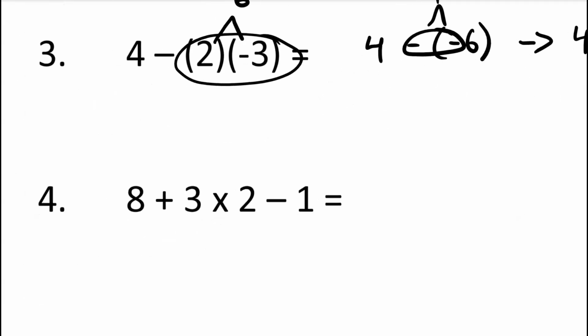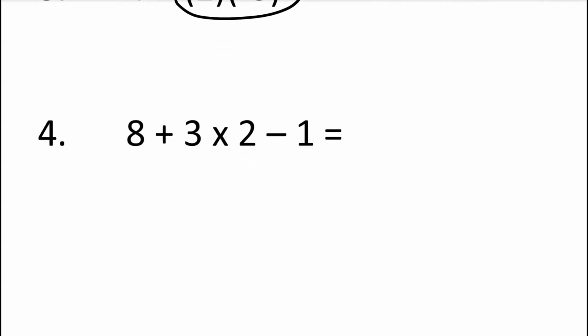In example 4 here, we have 8 plus 3 multiplied by 2 subtract 1. Now, following our order of operations, the first thing you look for is brackets. There's no brackets involved here. Then we look for exponents. There's no exponents involved. The next thing we're looking for is division. There's no division, but there is multiplication.